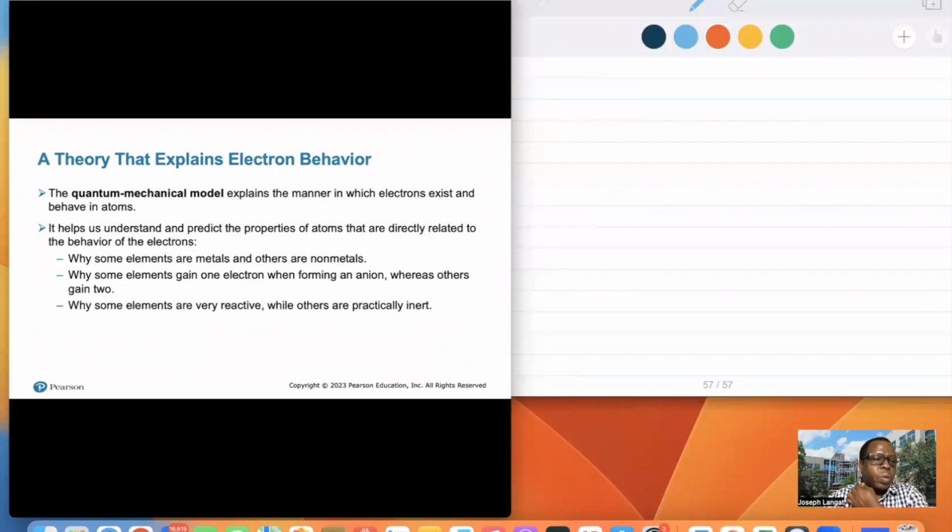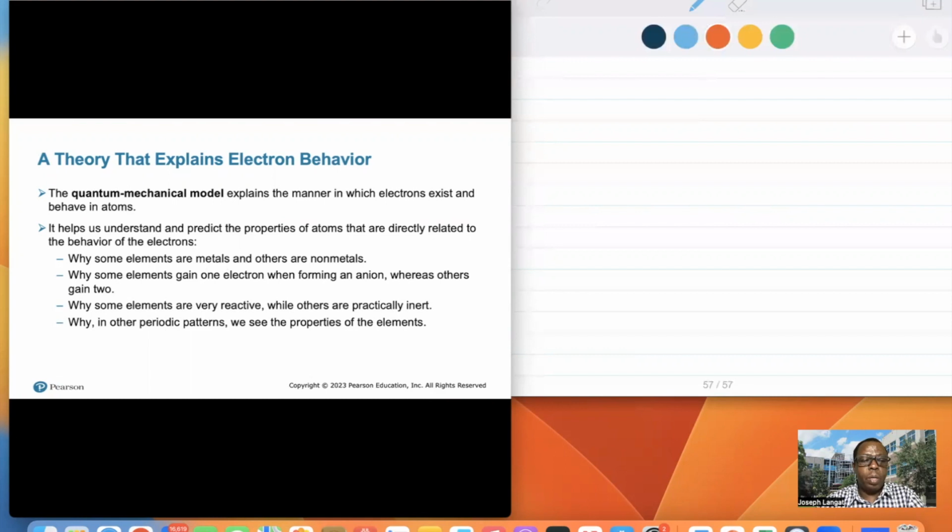Quantum mechanics also explains why some elements are very reactive while others are inert. Group 8A, they are inert. Why? Because they have their outermost shell completely filled with electrons. That's quantum mechanics there. Why others are very reactive, we'll see other trends on the periodic table down the line, and quantum mechanics explains the reactivity of those elements.